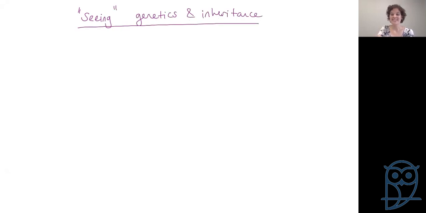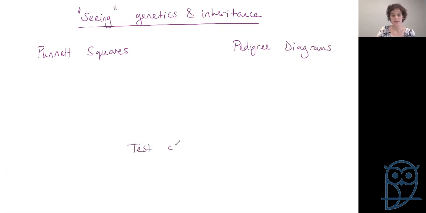Okay, so we're not going to sequence DNA and get everybody's sequences and go through the whole works and be sitting in a lab for the rest of our lives. But there are some simple ways in which we can understand the idea of monohybrid inheritance. And those two things are Punnett squares and pedigree diagrams. And linked to this, we have the test cross.